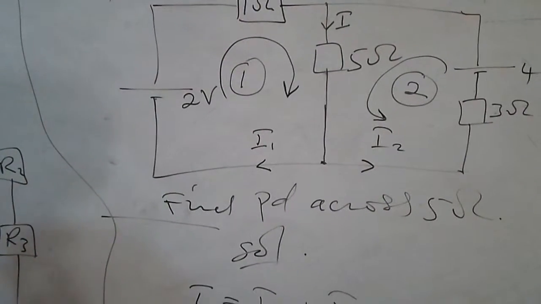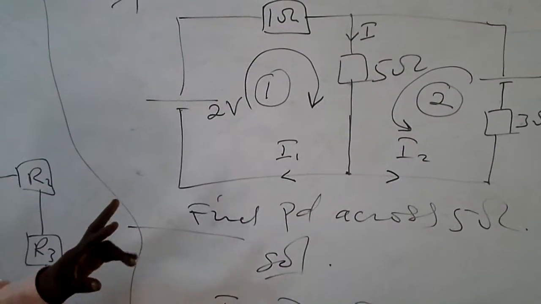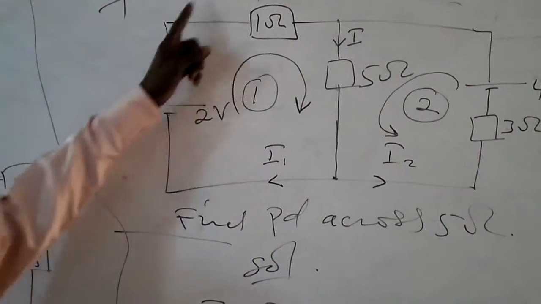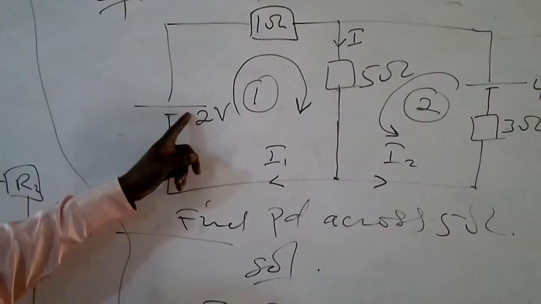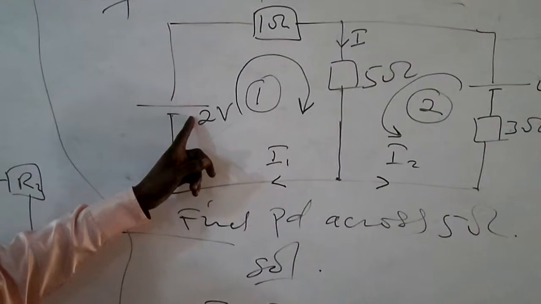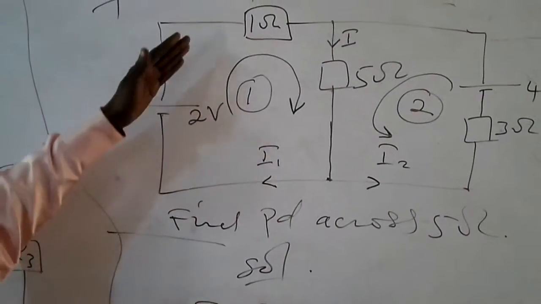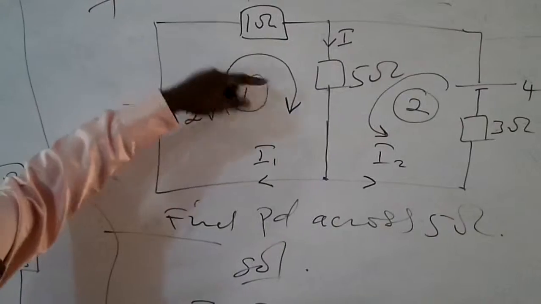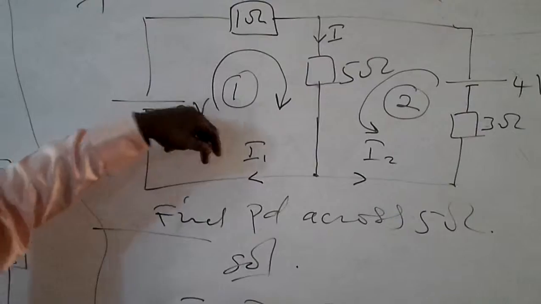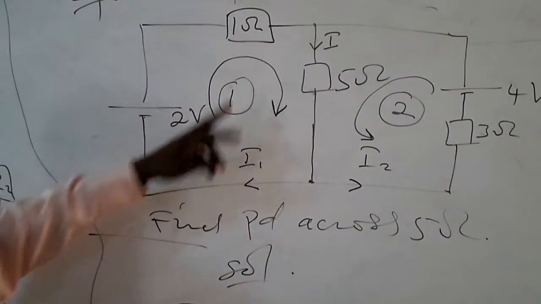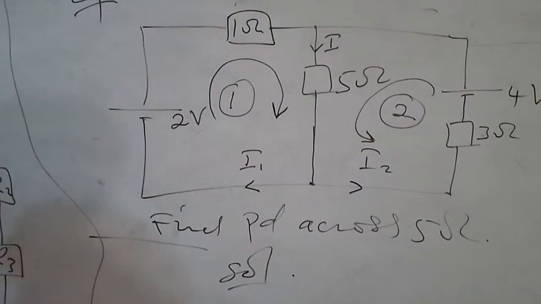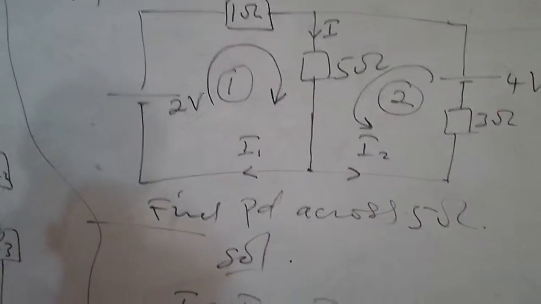Now, we follow this instruction: when current leaves the positive terminal of the cell, the EMF there is considered positive. Then current moving in the direction I have given will also be considered positive. If it is moving in the opposite direction to the direction I have given, then we consider it negative. Now, let's consider loop 1.